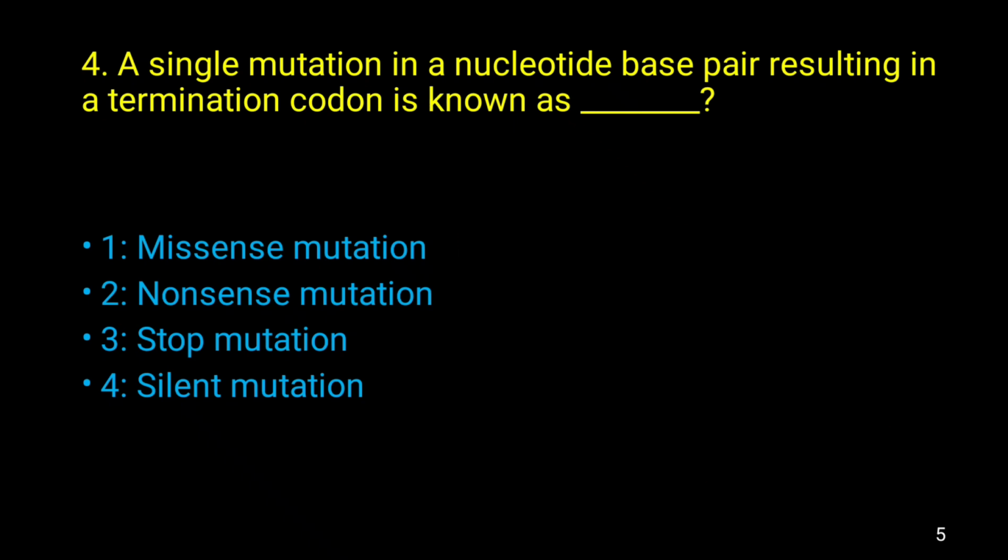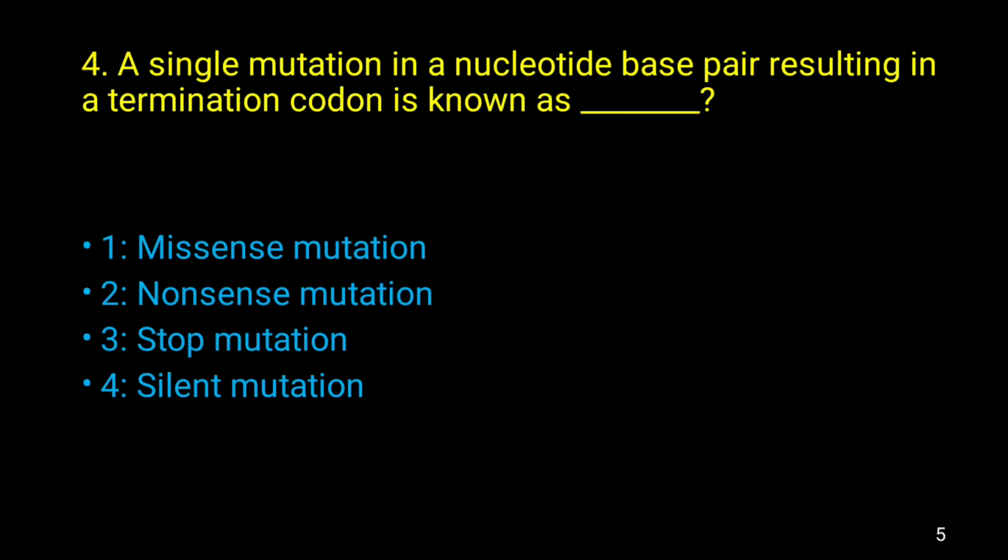Now there are different types of mutation: silent mutation, missense mutation, and nonsense mutation. Stop mutation is not considered a type of mutation. In a silent mutation, there is no difference after the mutation. Suppose there is one amino acid with different genetic codons; the mutation changes the codon, but the amino acid remains the same. So that is a silent mutation, and it is not creating any problem.